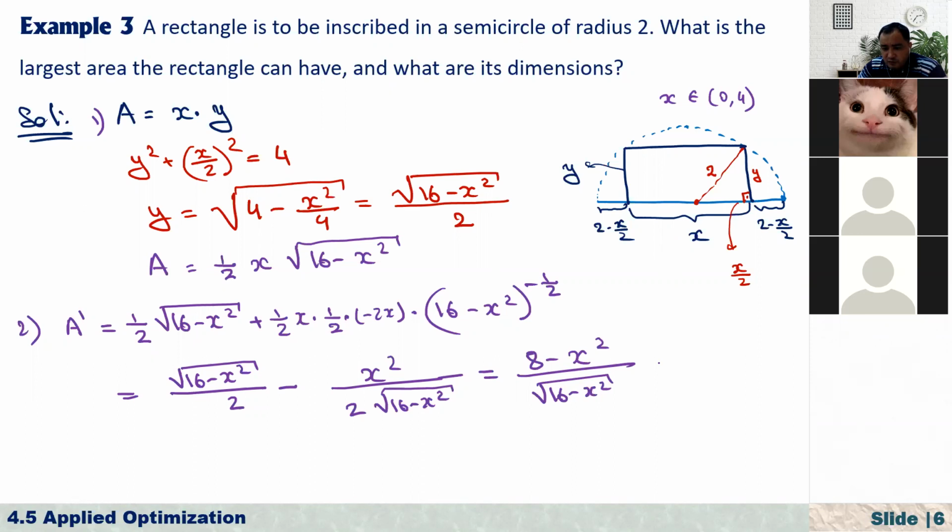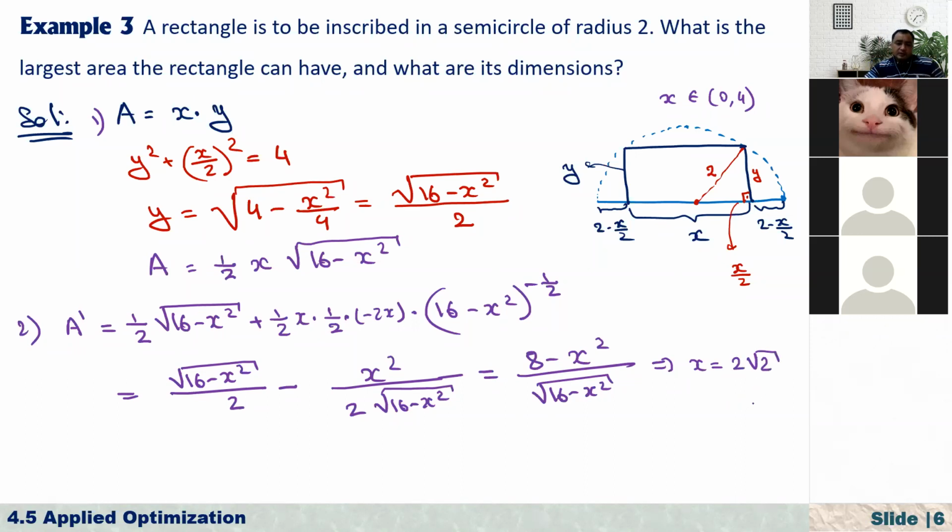Because 4 is not in the domain of this function, the critical points are x equals plus minus 2 square root of 2, and also x is positive here, right? It's a length. So I'm just excluding the negative. The only possible critical point is 2 square root of 2.